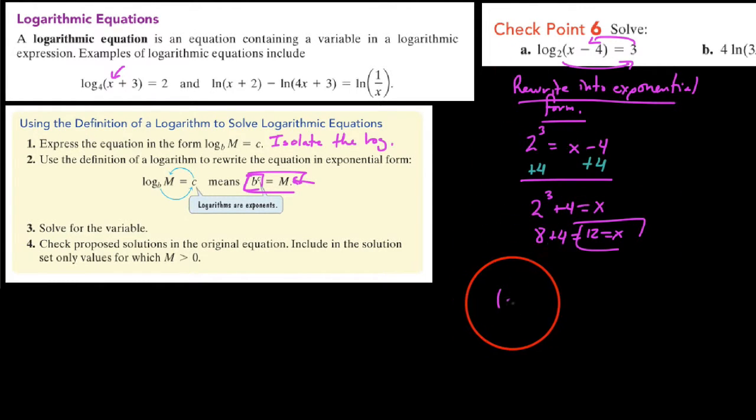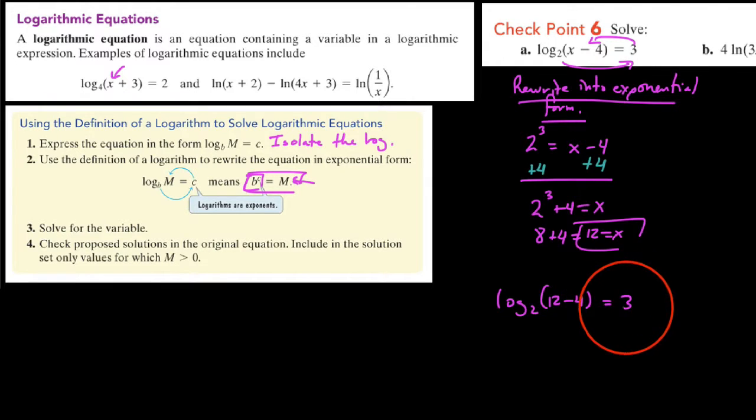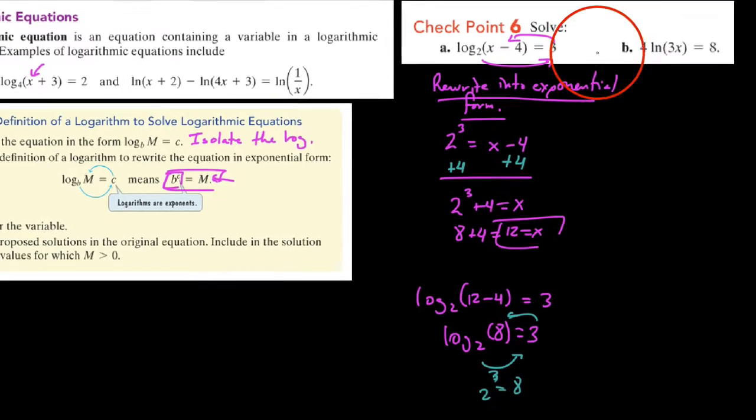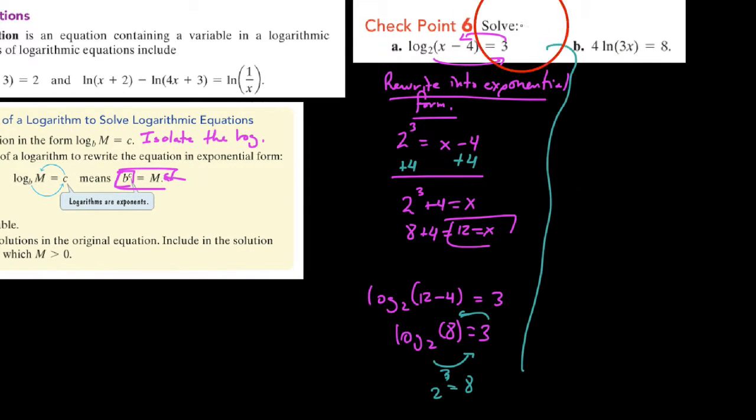In terms of checking this in the original equation, I do want to make sure that we make a habit of doing this. We say 12 minus 4 equals 3. We can see that log base 2 of 8 is 3. And if we want to be sure, is this true? We'd say 2 to the third power equals 8. That's absolutely true.